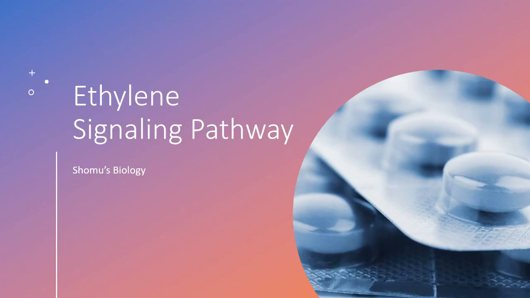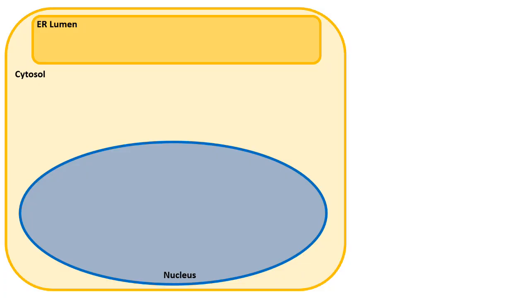Okay, now let's talk about the ethylene signaling pathway. We know that ethylene is a gaseous hormone, and the signaling of ethylene is possible at a distance in the plant cells. How exactly does ethylene signal? To understand ethylene signaling, you need to know that it involves the endoplasmic reticulum, cytosol, as well as the nucleus of the plant cell.